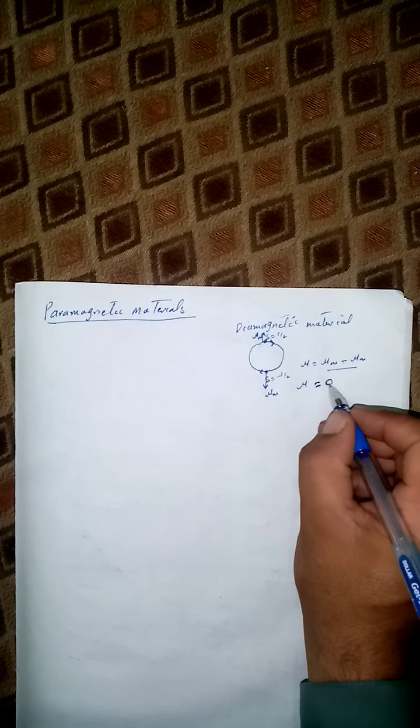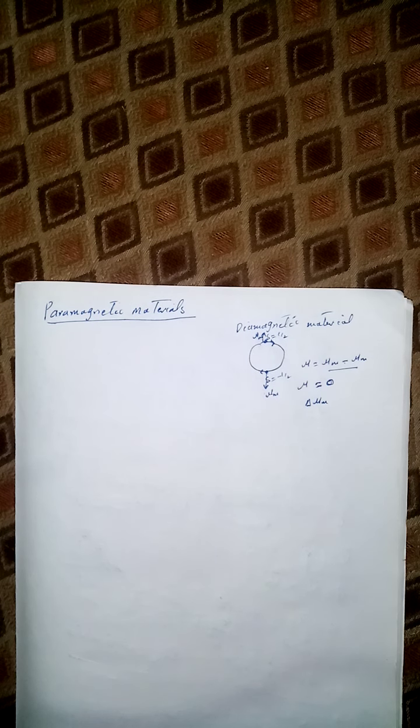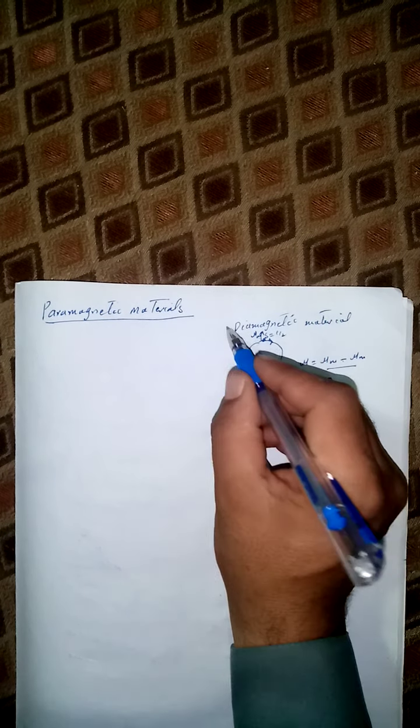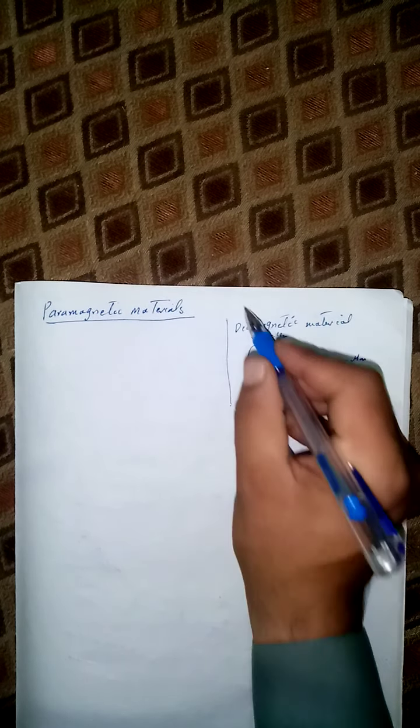If we apply an external field, then there is a net dipole moment delta mu m which comes from the application of the magnetic field. I am not going into the detail of diamagnetic material here.